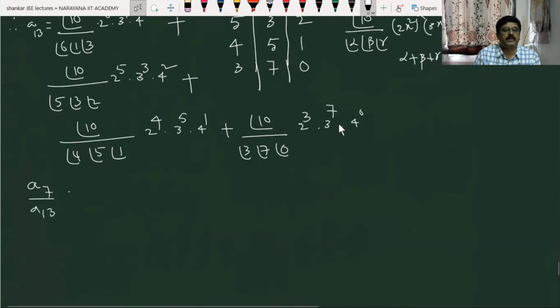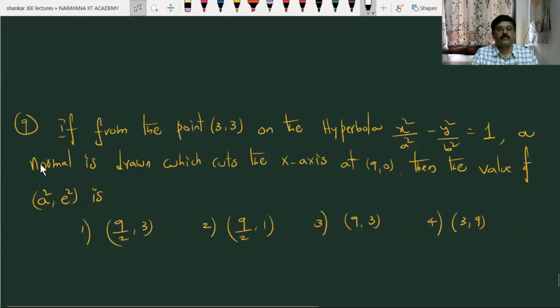A7 upon A13. On simplification, you will be left with 2 cube students. That is nothing but 8. So the answer is 8 students. Next problem students.